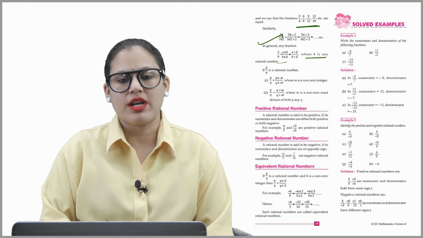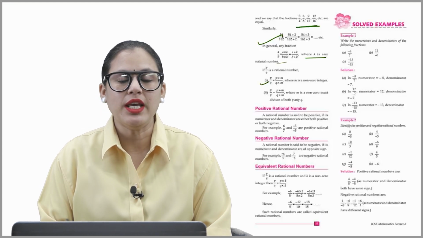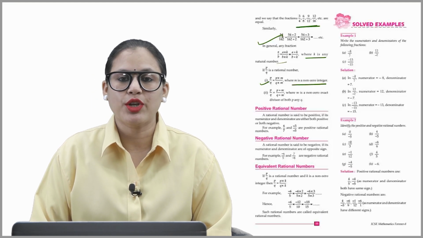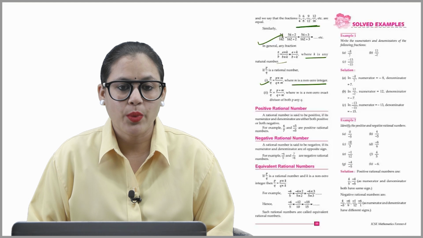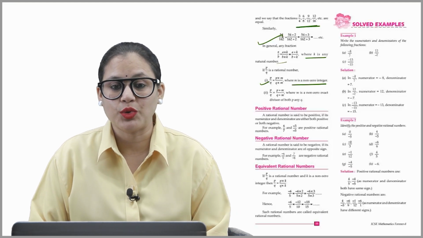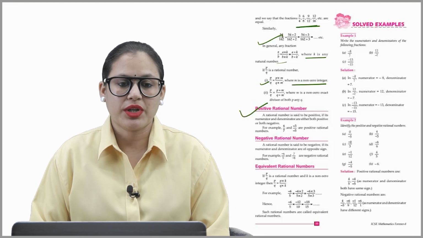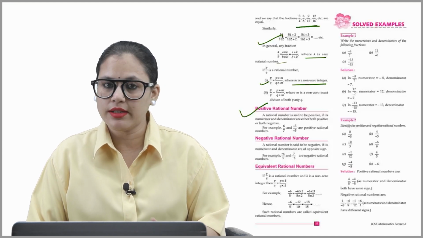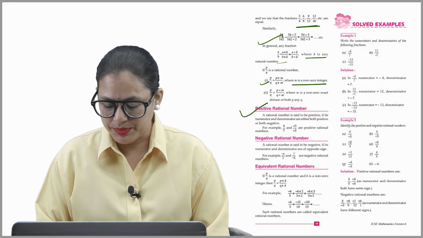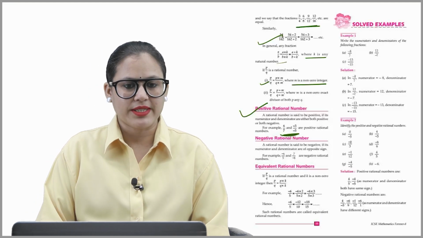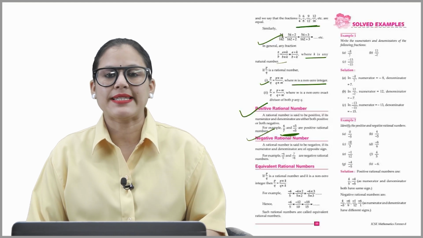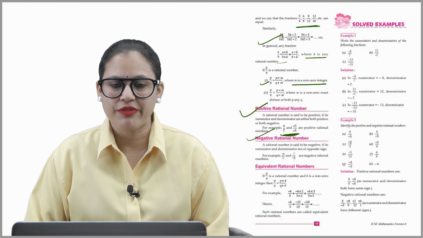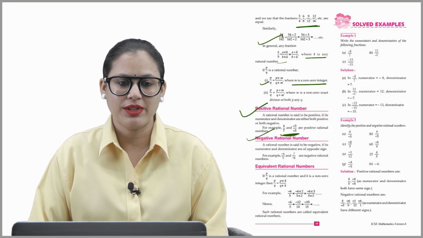So, if p by q is a rational number, then number 1, p by q is equal to p into m upon q into m, where m is a non-zero integer. Number 2, p by q is p divided by m upon q divided by m, where m is a non-zero exact divisor of both p and q. Positive rational number. A rational number is said to be positive if its numerator and denominator are either both positive or both negative. For example, these are positive rational numbers. Negative rational number. A rational number is said to be negative if its numerator and denominator are of opposite sign. For example, -6 by 5 and 7 by -8 are negative rational numbers.